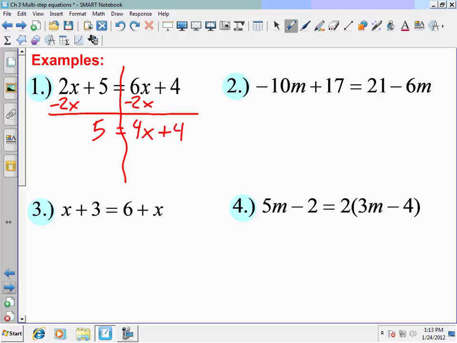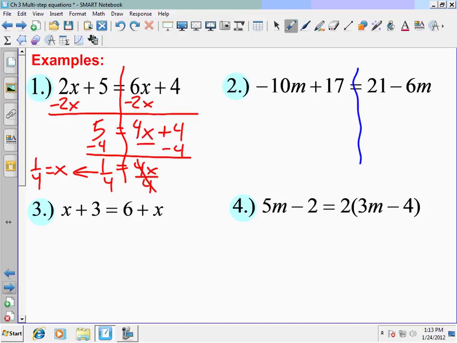What do I do next? Now the x is established on the right-hand side, move the 4 to the other side, and we have 1 is equal to 4x. Last step, divide both sides by 4. I'm going to write it over here, and 1/4 is equal to x, because notice the 4's cancel out. Problem number 2.